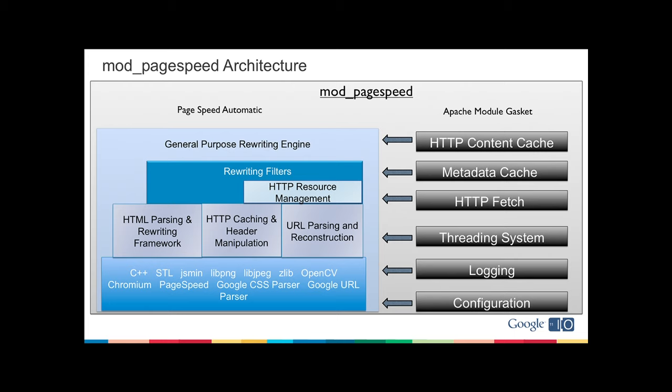And on the right, we have a bunch of plugins which are used to adapt this architecture to a specific platform. And the first deployment for this technology is an Apache module. So we have an Apache module, Gasket, and this defines mechanisms for caching HTTP content, caching metadata, fetching resources, threading, and other assorted tasks. It's kind of a plug-in architecture so that this can be applied to multiple platforms. But our deployment initially is Apache HTTPD.